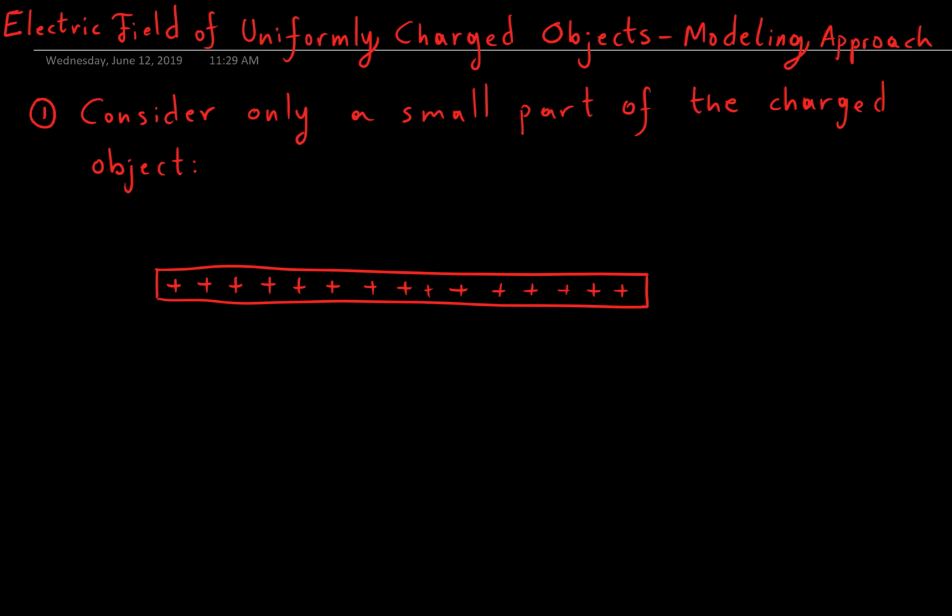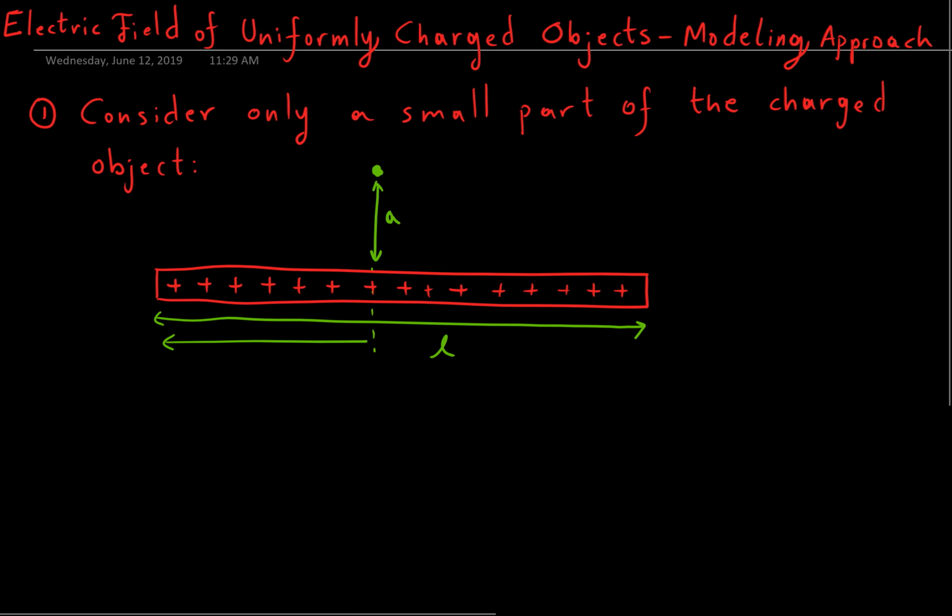And then, for argument's sake, let's say we want to know the electric field at this arbitrary point over here in green. And this is located at a distance a, vertically away from the wire, and on an axis along the wire of length L. Let us say it is at a point midway along that axis, L over 2.